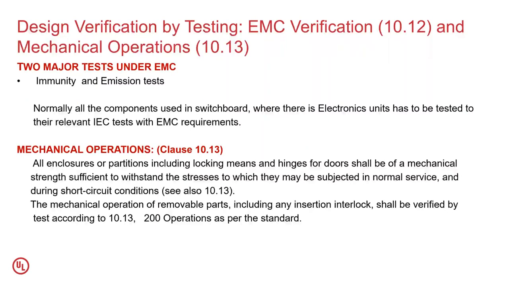During the short circuit test, if the breaker does not operate, it can pass the force to the door. The door can fly off. Hence, the mechanical strength of the door, hinges, the assembly and switchboard construction is very, very important. It has to be more rigid in nature to withstand the short circuit conditions, to withstand all the possible mechanical impact. That's what basically it has to withstand. Hence, the mechanical operations test is very, very important for the assembly, doors, hinges, locking system, where the standard specifies mechanical operations for the removable parts, including any insertion interlock, verified according to clause 10.1.3. We are going to do 200 mechanical operations as per the standard. So with this, all the performance test requirements I tried to explain.